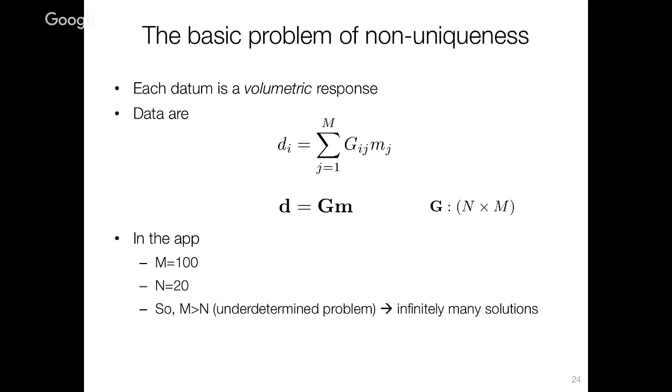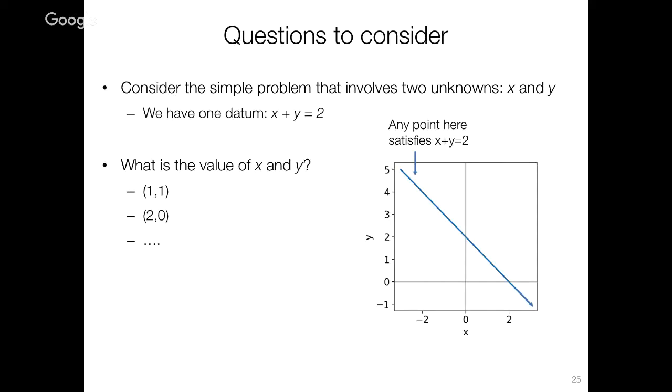So let's look now at this basic problem of non-uniqueness. We wrote the data as this system here. So here are our kernel functions. We could write it as d = Gm. And in the app, we had that M was equal to 100 and N was 20 data. So we were really underdetermined. We had far more model parameters than we have data. So that's infinitely many solutions.